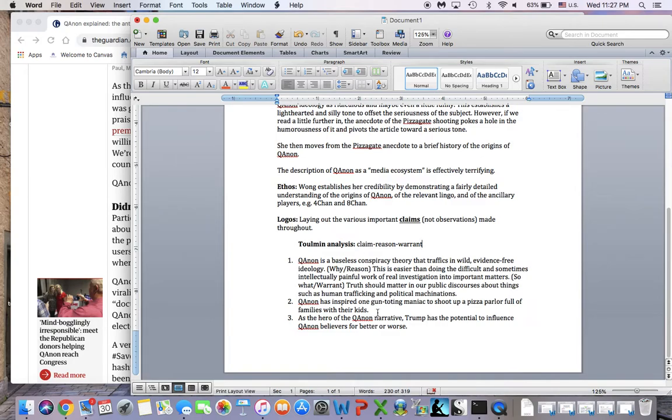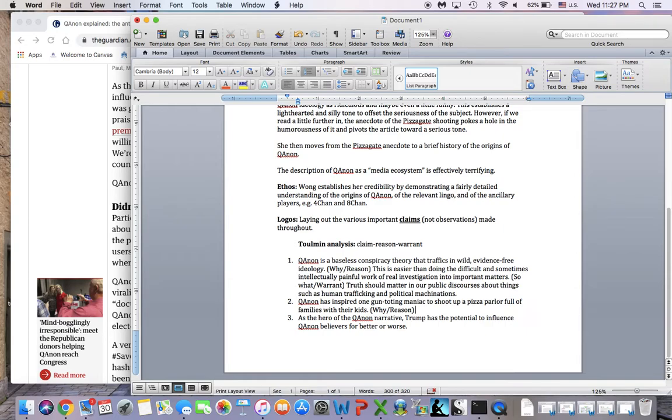Okay, so we've got the second claim. QAnon has inspired one gun-toting maniac to shoot up a pizza parlor full of families with their kids. Okay. So what's the why reason? What's the immediate why to this? Why do we think that it's QAnon that has done this and not something else like mental or emotional instability? Maybe that's the why I want to answer here. The immediate why that jumps out at me.